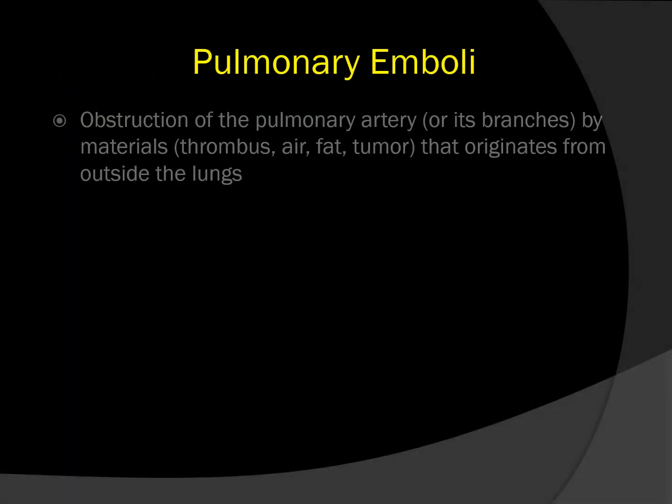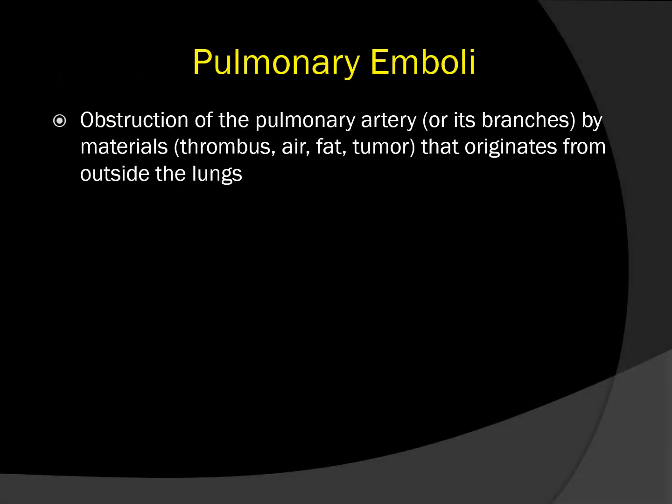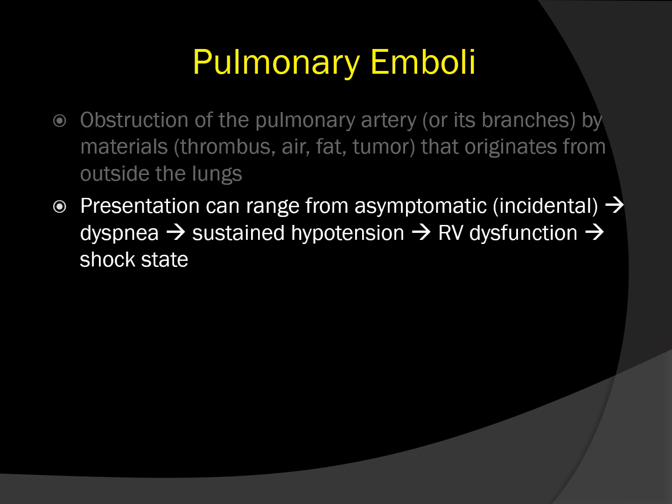A pulmonary embolism is defined as obstruction of the pulmonary artery or its branches by materials, whether thrombus, air, fat, or tumor, that originates from outside the lungs. Presentation can range from asymptomatic, sometimes an incidental finding on a CT scan done for other indications, to a patient with dyspnea, to more extreme cases of sustained hypotension, RV dysfunction, shock state, and sometimes even death.